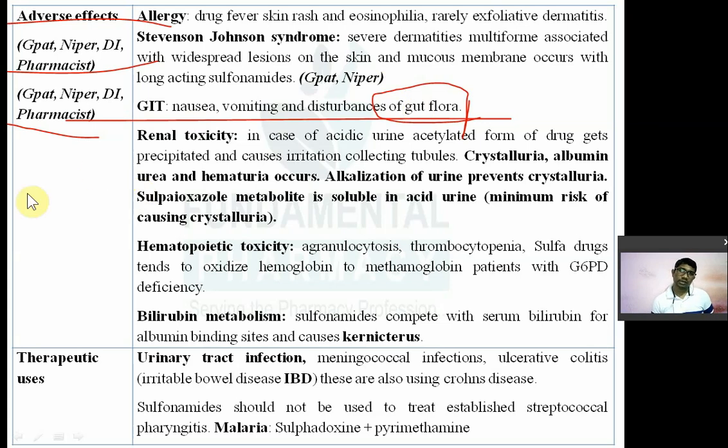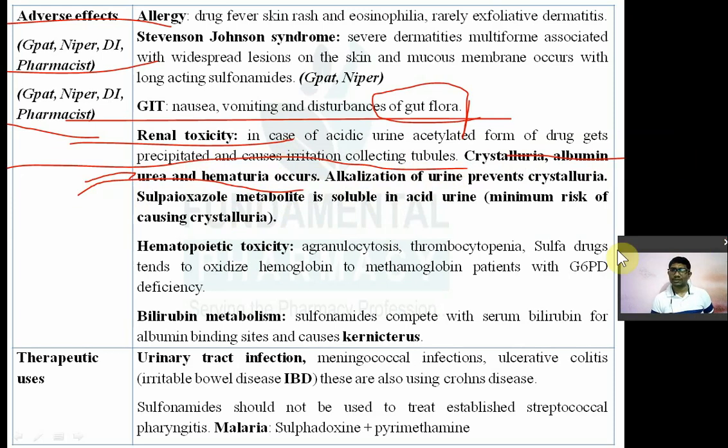Renal toxicity, it is the same, we have seen it in the previous slide. But in case of acidic urine, the acetylated metabolite of your sulfonamides gets precipitated and causes irritation in the collecting tubules. Sometimes they precipitate or form crystals, known as crystalluria. It causes inflammation of the kidney and crystalluria. Albuminuria means presence of albumin in your urine. Hematuria means presence of blood in the urine.